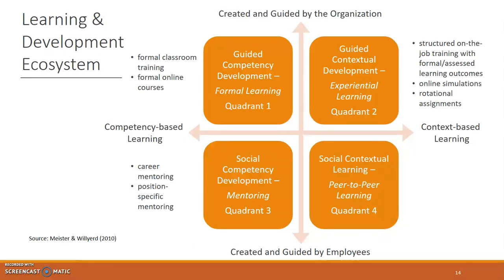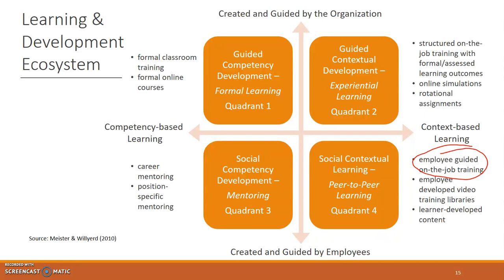And then in our final quadrant, we have peer-to-peer learning. So this is what Meister and Willyerd call social contextual learning. And when we're talking about social contextual learning here, we're talking about people and employees. Again, this is created and guided by employees, about employees sharing the effort. And this takes place, again, on the job or in the context of on-the-job training. So we can see here we've got employee-guided on-the-job training.